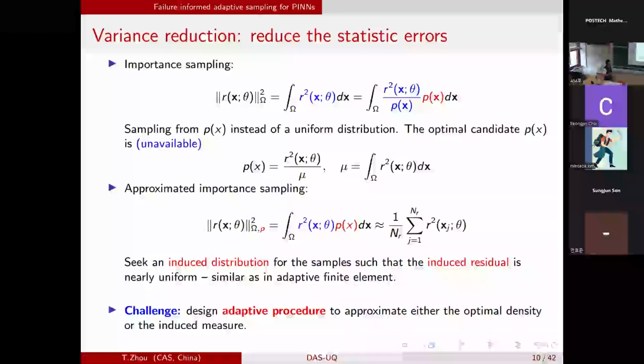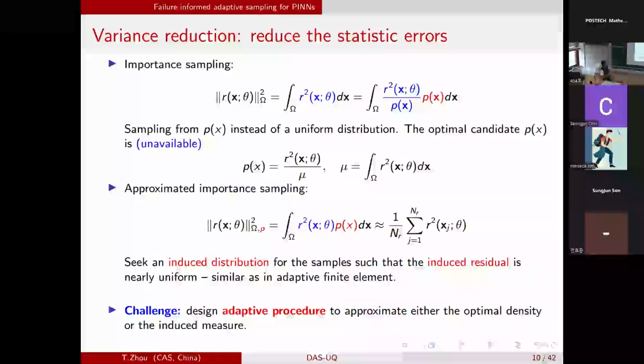This is very similar to finite element. Why do you want to refine the mesh? You want to refine the mesh so that in each single mesh, the error is uniformly distributed. That's the purpose for developing a posteriori error indicator. If the indicator is large, then you will refine the local mesh so that in each mesh the error will be small. So this is a uniformly distributed principle. This is very similar in the finite element method.